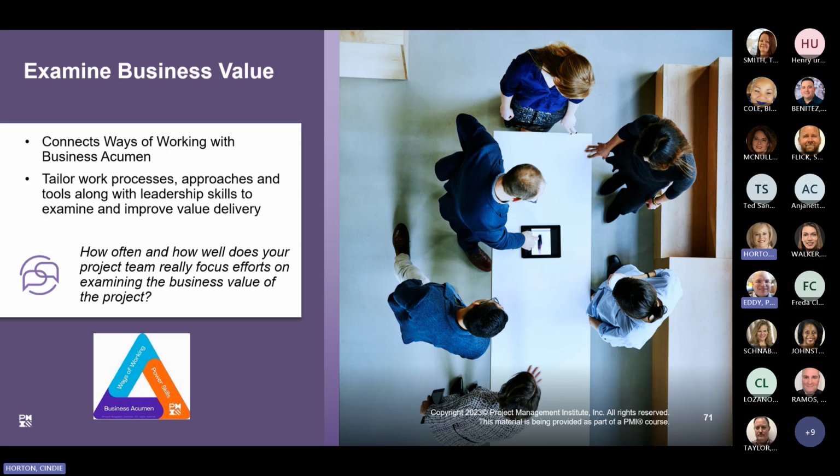This concept is delineated in the process domain of the exam content outline, which clearly states execute project with urgency required to deliver business value, but it is also interconnected with the business environment domain. On the PMI talent triangle, this is the intersection of the ways of working and business acumen.